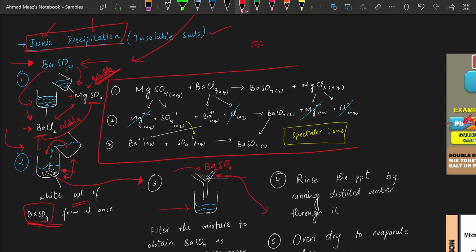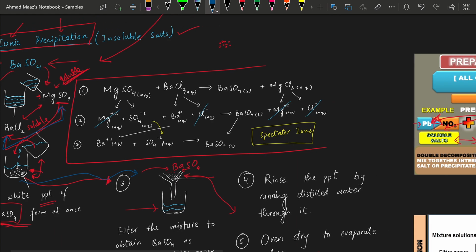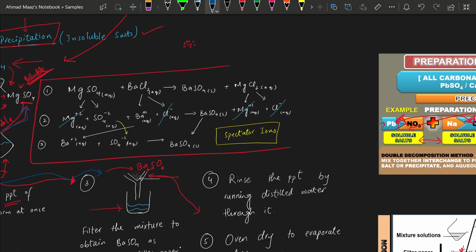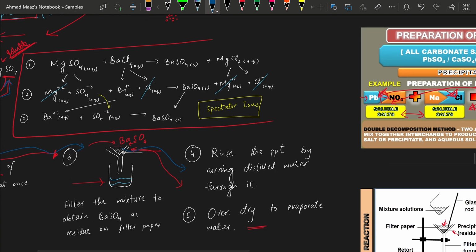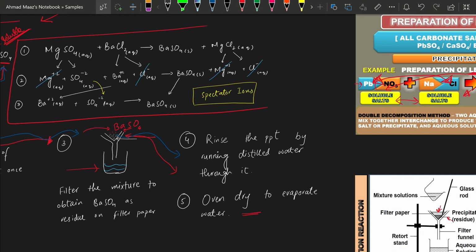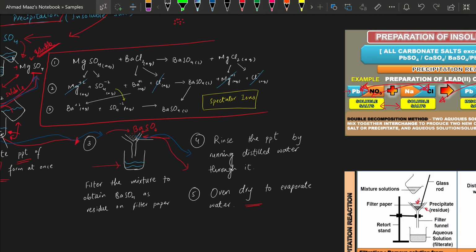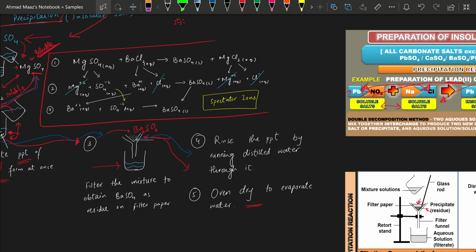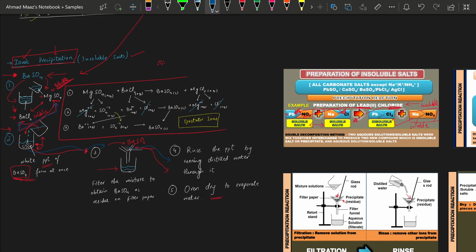Barium ions from barium chloride and sulfate ions from magnesium sulfate will react together to give us barium sulfate, which is a white precipitate, a white solid which is insoluble in water. When these precipitates are formed, we'll filter them off, and after the residue is obtained, we'll rinse the precipitate so that impurities are removed, and then we'll dry it to evaporate water. We can dry them in an oven, or with filter paper, whatever we want. So this is ionic precipitation for insoluble salts.